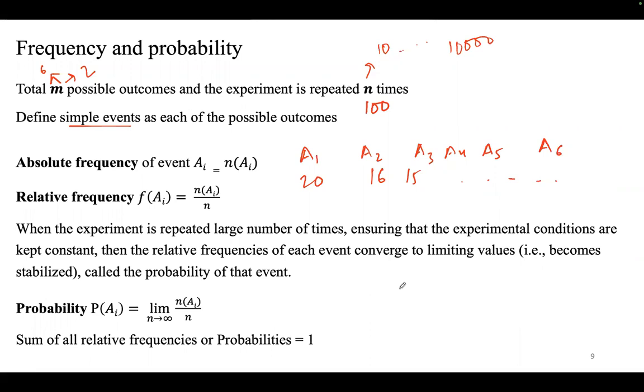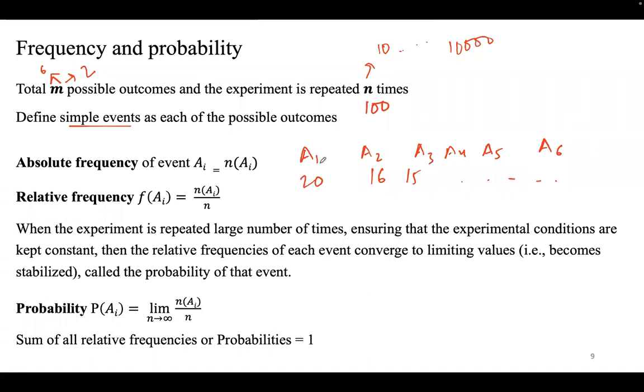Now, what happens is if you're doing it a lot of times, the keyword here being a lot of times, and you're ensuring that the experimental conditions are not changed. So you're not changing the dice, okay? It's not that half of the throws you did with one dice and the other half with a different dice. So experimental conditions stay the same. Then what happens is these frequencies, right now you can see the frequencies are all different. But when you do it a large number of times, the frequency approaches a certain value.